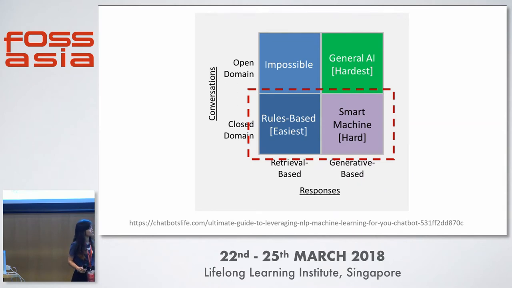There's also the idea of retrieval-based versus generative-based. Retrieval-based is when the responses of your bot are all predefined. So if someone asks me to make a booking, the bot says, sure, what time would you like the booking to be? All the responses are pre-scripted by you. Whereas with generative-based, your bot is actually creating the answers on the fly. And we're going to be discussing how to do this as well.